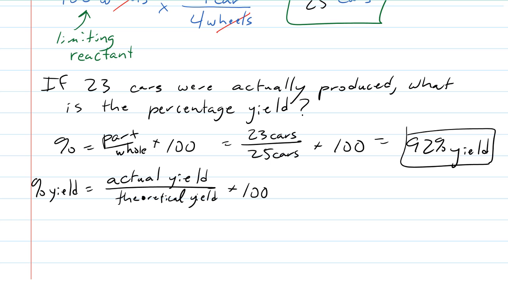Now going back to our last example here, what might some reasons be that we would wind up in this example with less than a 100% yield? Why might we only wind up with 23 cars? Something could have broke. Something could have broke, exactly.